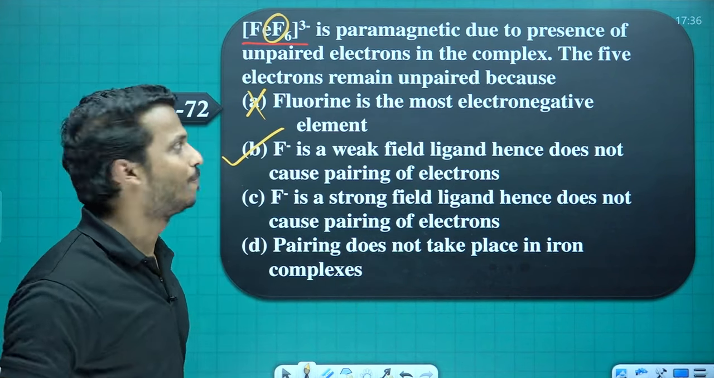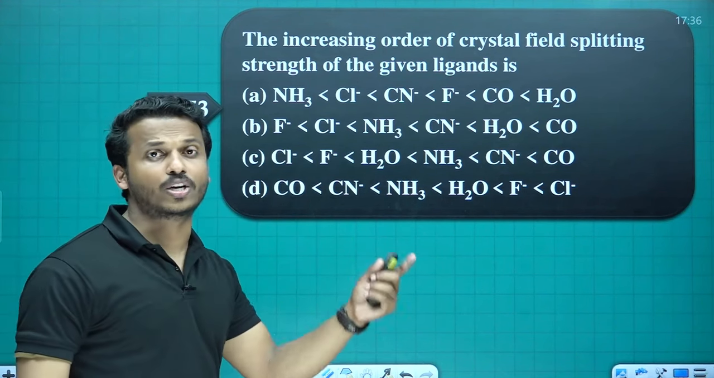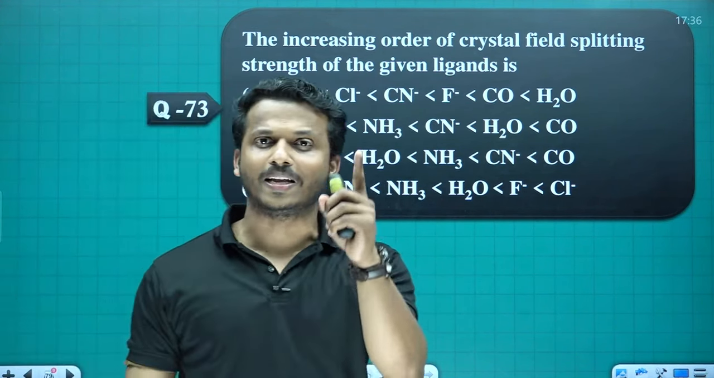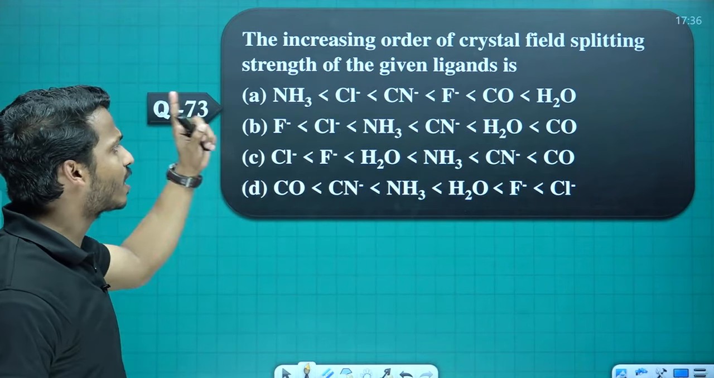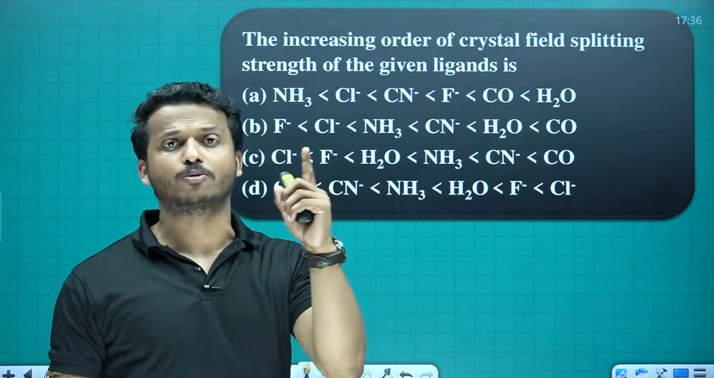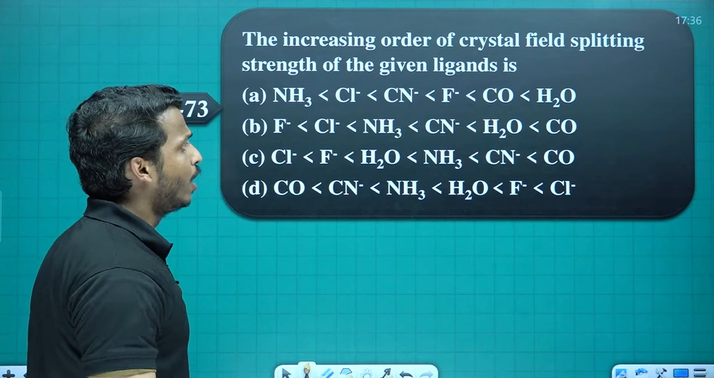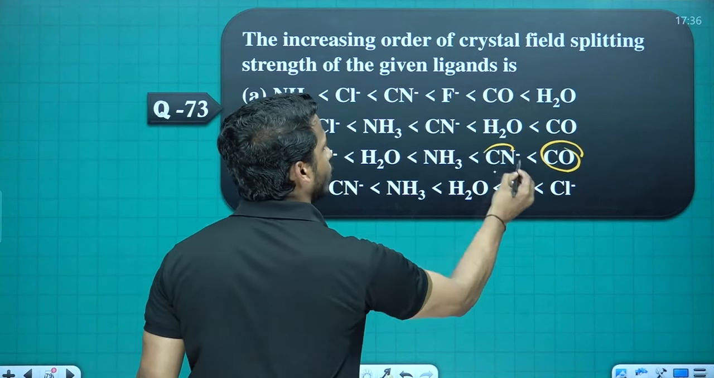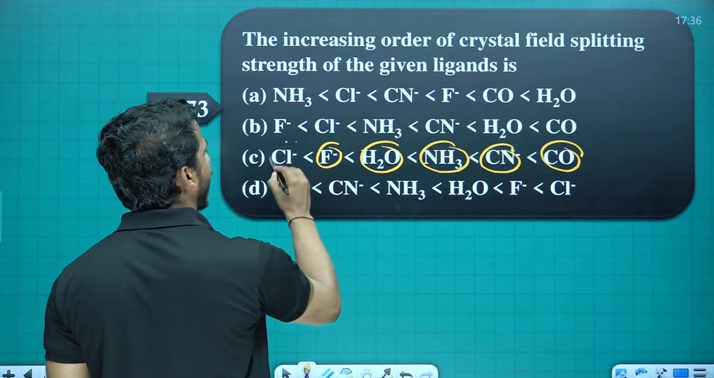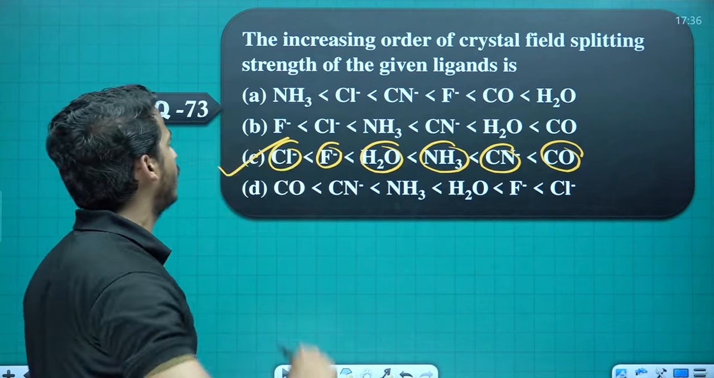Yes, therefore. Now, the increasing order of their crystal field splitting strength. We studied the spectrochemical series. One question in the part 1 video we already discussed. Can you tell me what is the correct order of their crystal field splitting energy, or the spectrochemical series? You know, carbonyl is the strongest ligand, then cyanido, then amine, then aqua, then only halogen comes. C is the correct order. Study the spectrochemical series thoroughly, my dears.